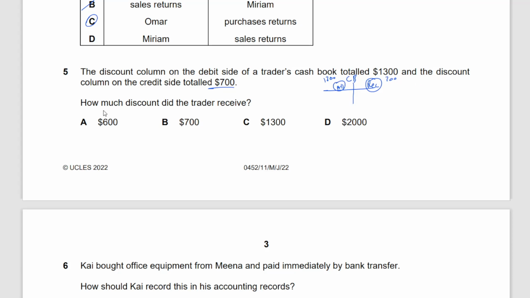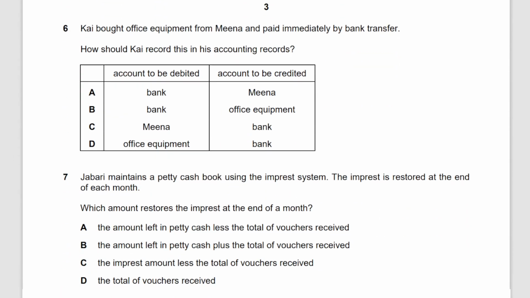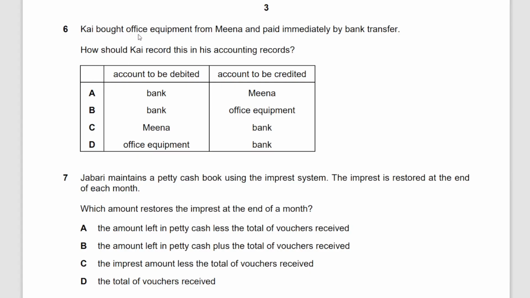Let's see. How much discount did the trader receive? That is 700. You must understand which one goes where. This is basic knowledge. Anybody who knows what a cash book looks like should know that it's going to be B. Let's move on to question number 6. CAIE bought office equipment from Mina and paid immediately by bank transfer. How should CAIE record this in the accounting records?